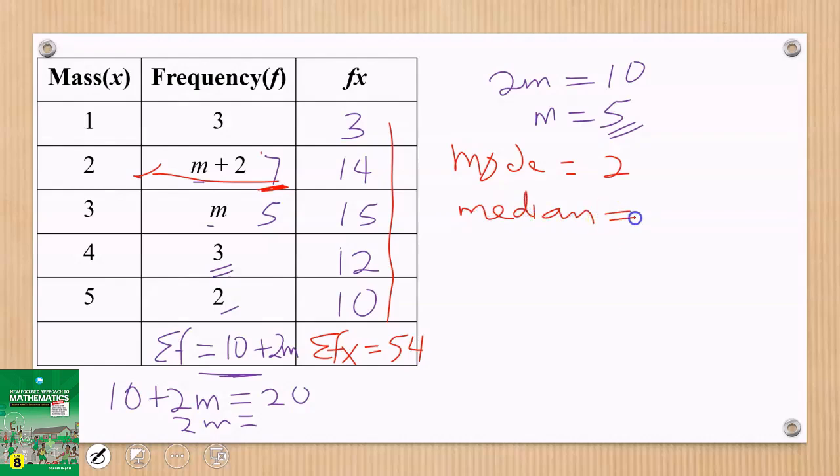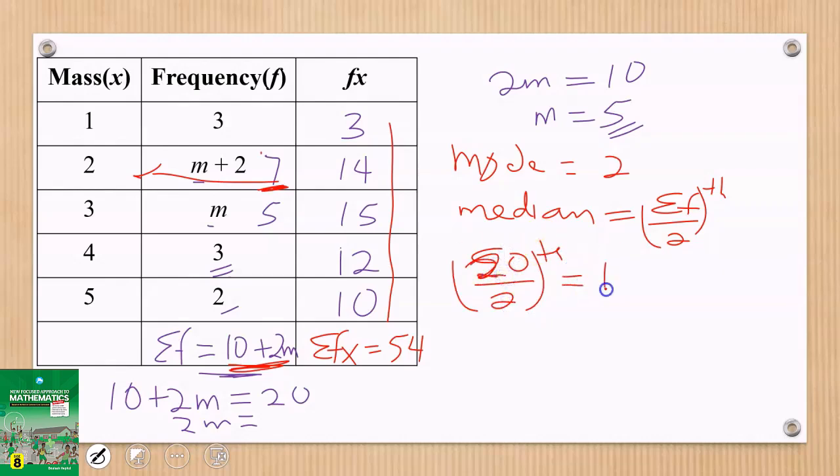Median, we say that we use the sum of frequency over 2 position, and if it is an odd number, we say plus 1. Now here we can see that our total frequency will give us 20. That was what the question said. And so we are going to say 20 over 2 position. Remember, it's not the actual value, it's just a position. And that is going to give us the 10th position. Then we add from the frequency side, we add the numbers downwards to see wherever we get to the 10th, then that becomes our answer. So 3 plus 7 here is 10. So straight away we've gotten our 10.